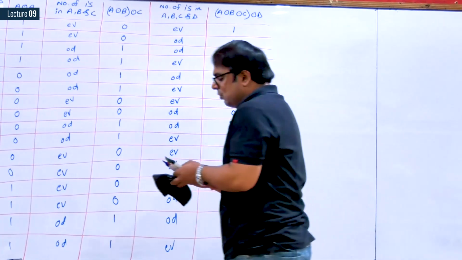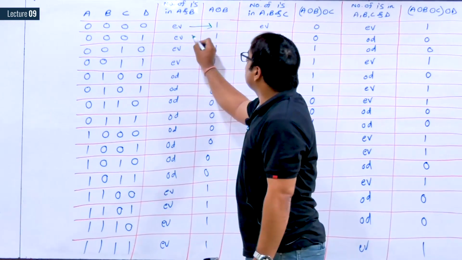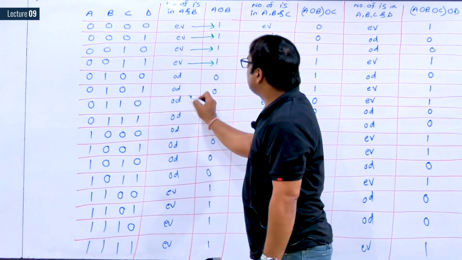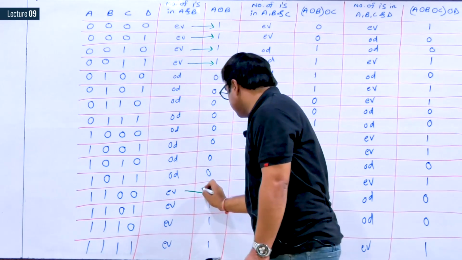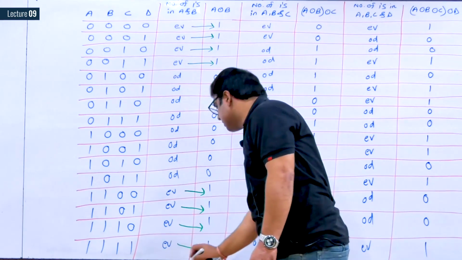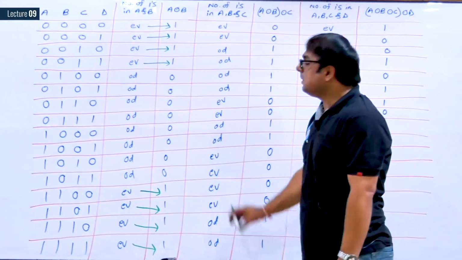Now, if you analyze the result, even number of 1s is being detected. But see here, what is happening?